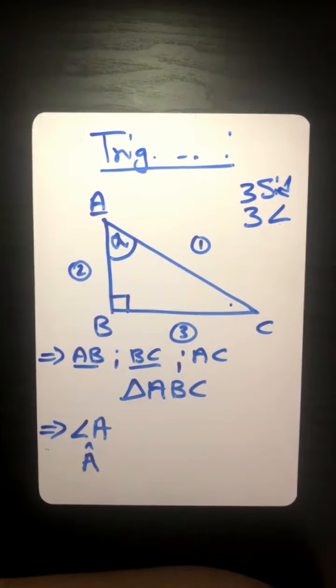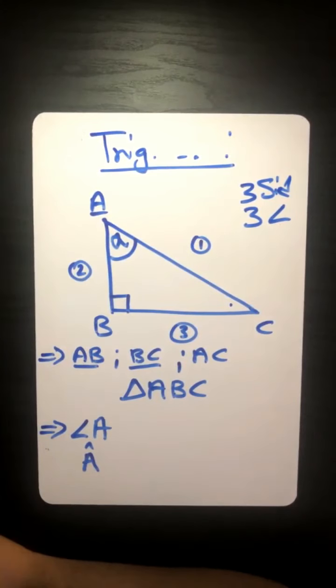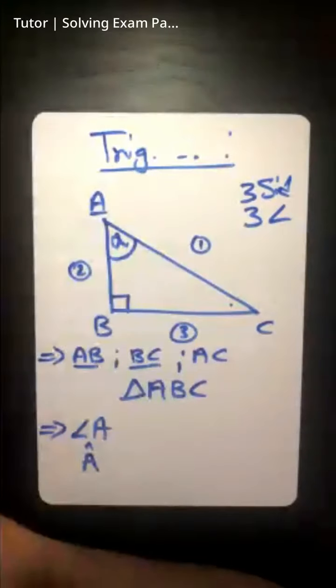So let's see. We said we've got 3 sides, guys. Do you know what are the names of those 3 sides? Don't tell which side is which. Just tell me what are those 3 names. Do you still remember, guys? Yes, it's opposite, and adjacent.